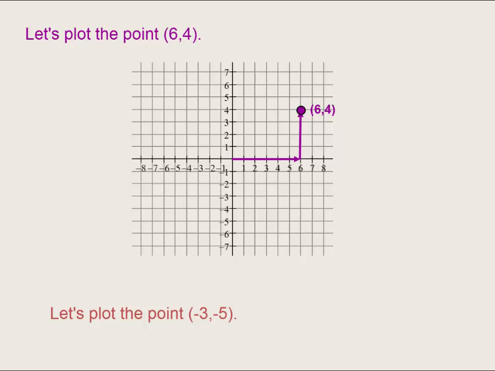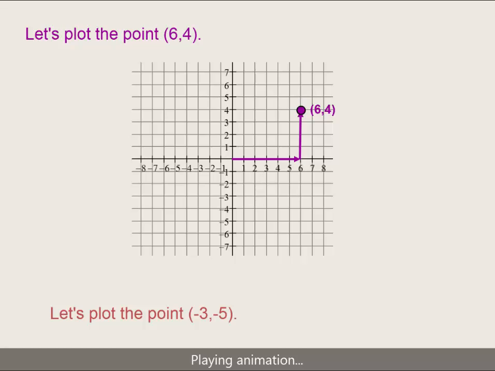So the next thing is we're going to go ahead and plot the point -3, -5. So again, we're going to start at the origin. We're going to go to the left to -3, and then from -3 we're going to go down to -5. And that's what this looks like.